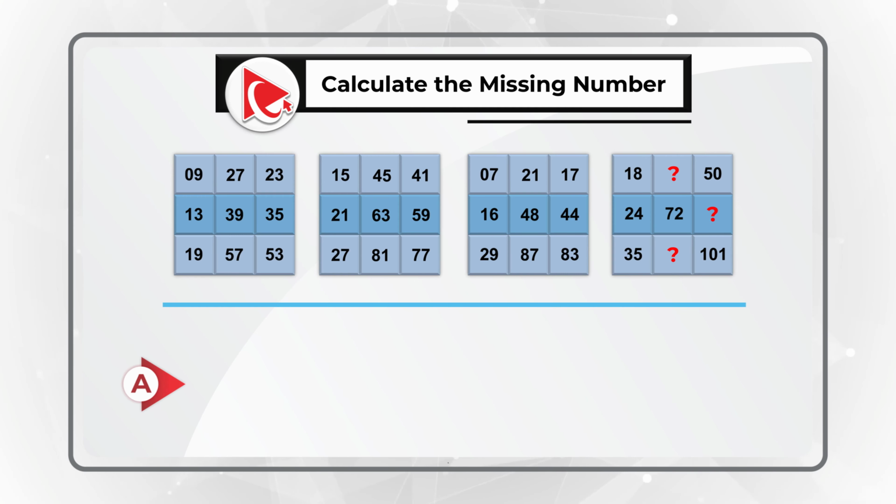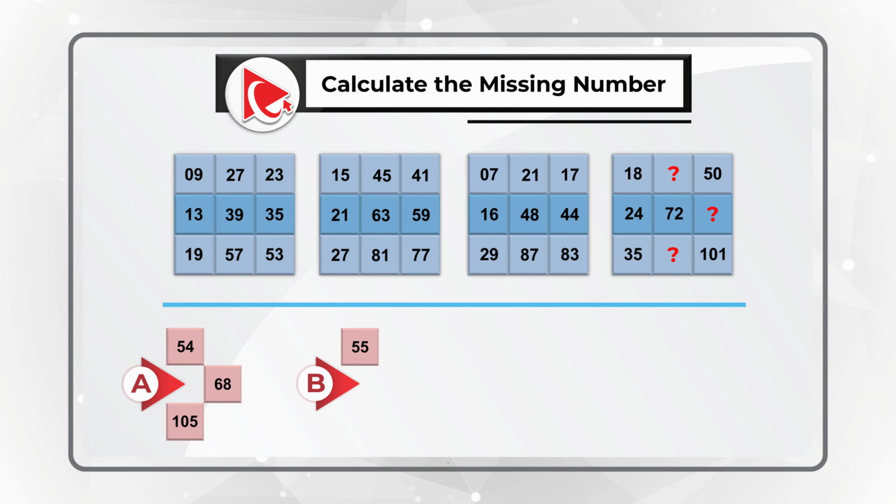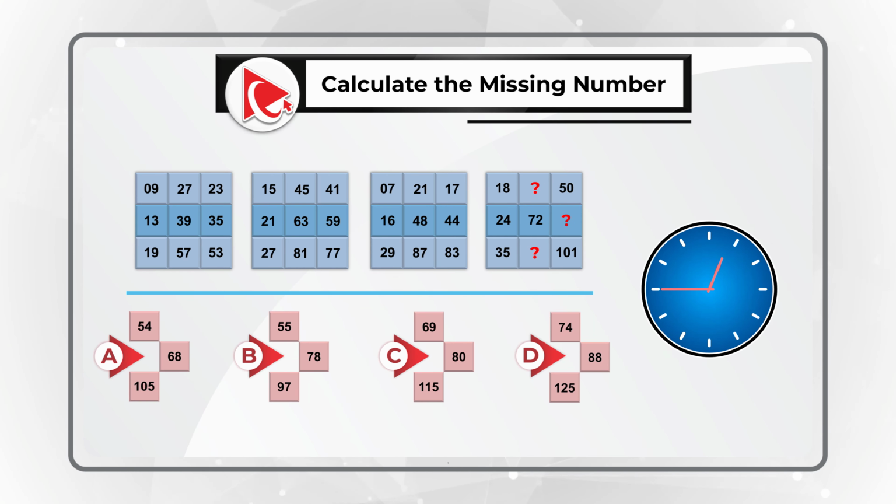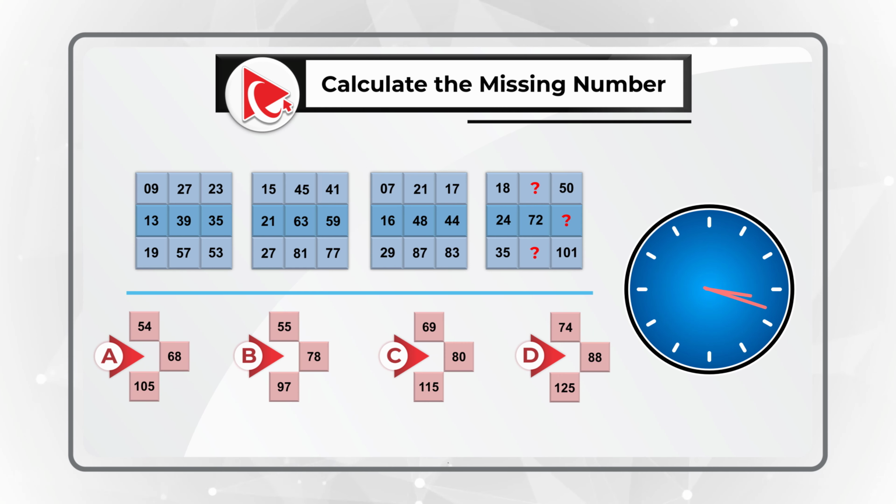Choice A, missing numbers might be 54, 68, and 105. Choice B, missing numbers might be 55, 78, and 97. Choice C is represented by the numbers 69, 80, and 115. And then choice D is 74, 88, and 125. Give yourself a little bit of time, maybe 20 to 30 seconds by pausing this video to see if you can come up with the solution.